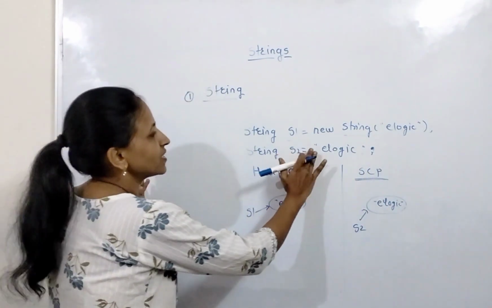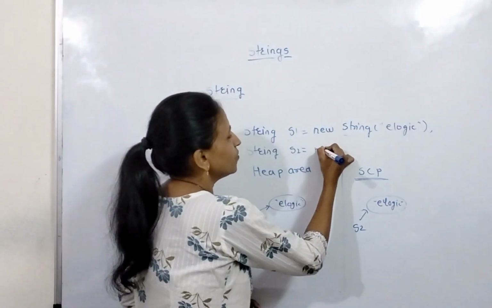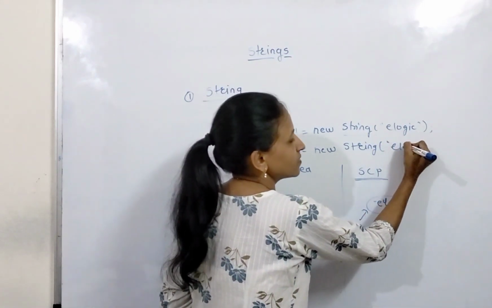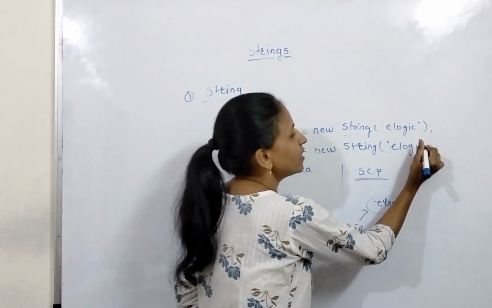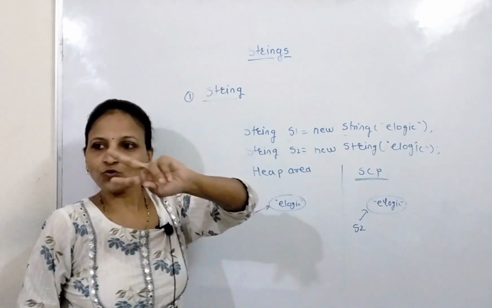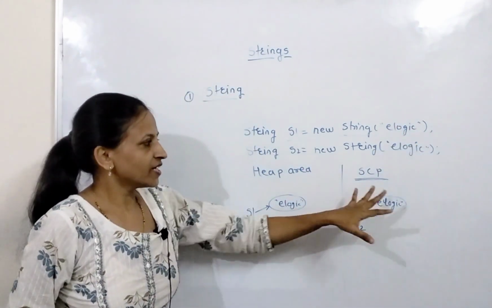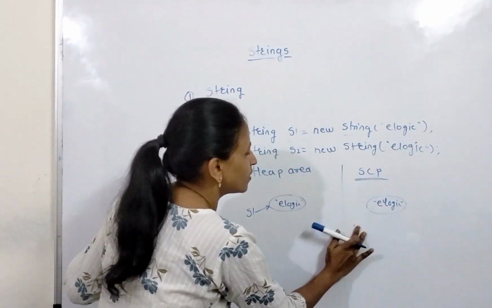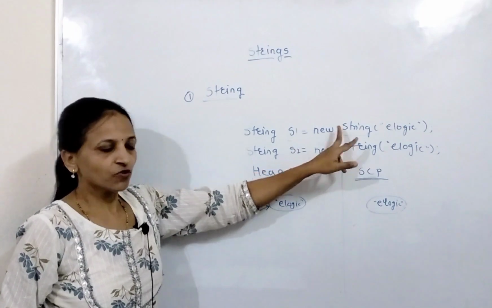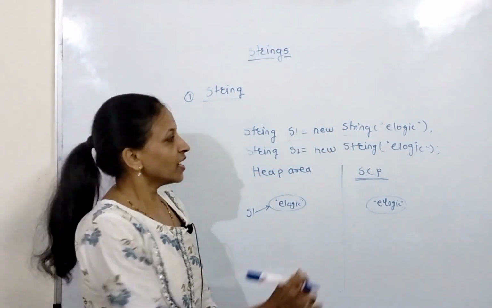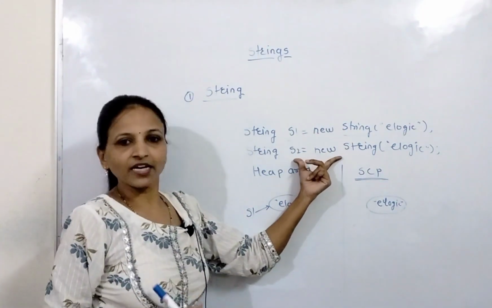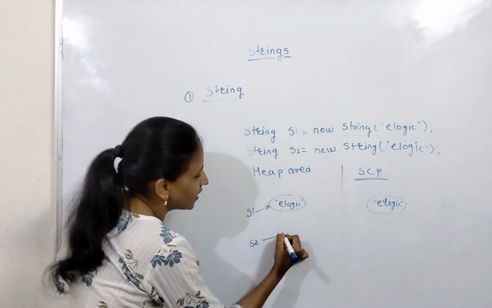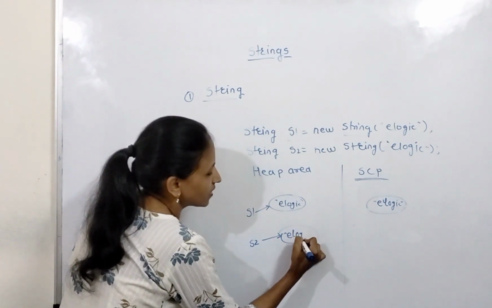Let me write it like this: new String and again eLogic. What will happen? Here again two objects will be created, one in the heap area and one in the SCP section. Now let me remove this S2. Whenever we create like this, the structure will be like this. Again I am creating a second object S2. Now S2 will be created and the contents are the same, eLogic.